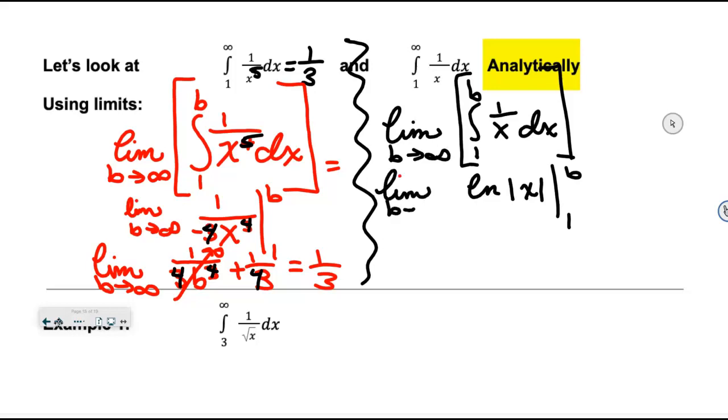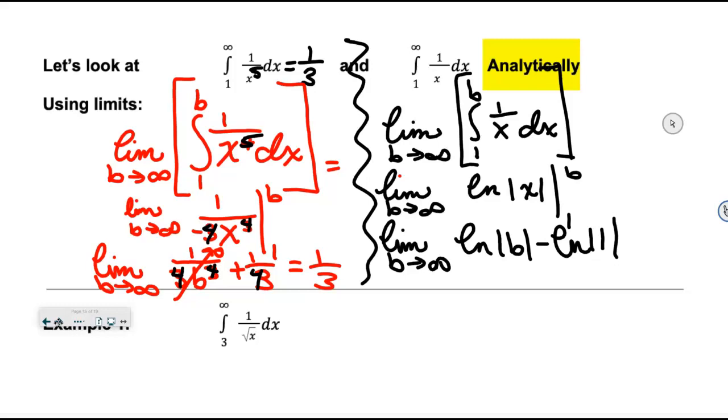So until b goes in, your limit stays. B's going to go in right now. It'll be a natural log of b, top boundary, minus natural log of the bottom boundary. I'm still sending b on out to forever. How are we doing, Jacob? Good? And what's the natural log of 1? 0. What will the natural log of b approach as b approaches infinity? Infinity. That's why we say it diverges.